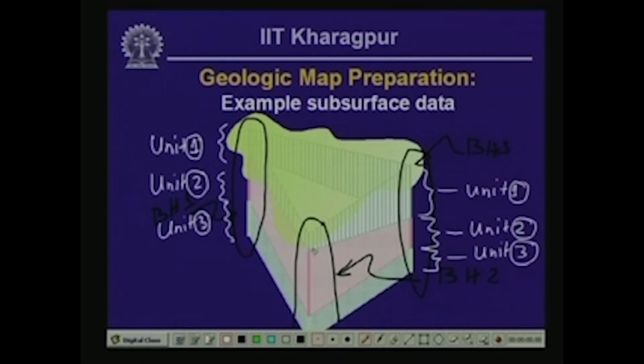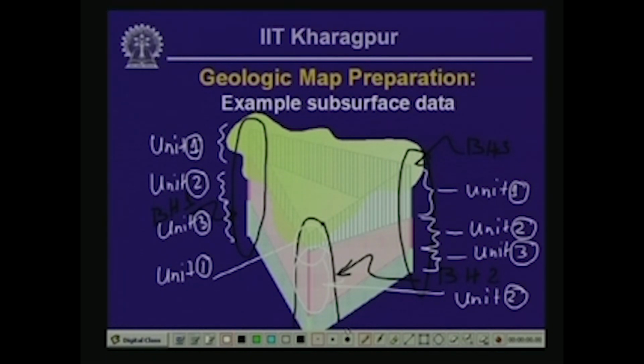And similarly, in case of borehole 3, we have got unit 1 here, unit 2 at this location, and underneath unit 2 is unit 3. You should also realize that it is not necessary to get the same units in all the boreholes that are drilled to cover the project area.